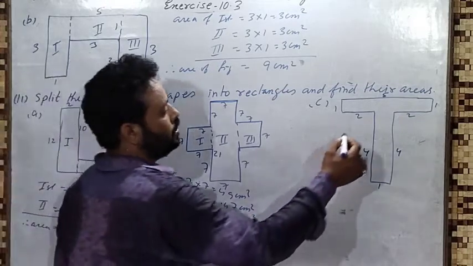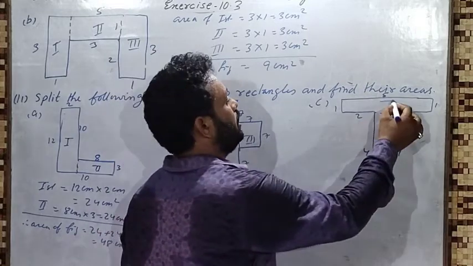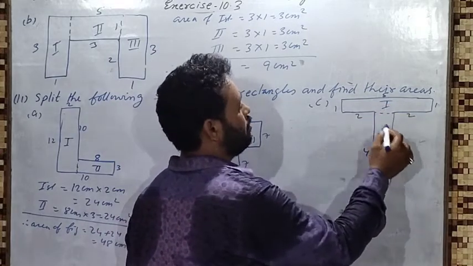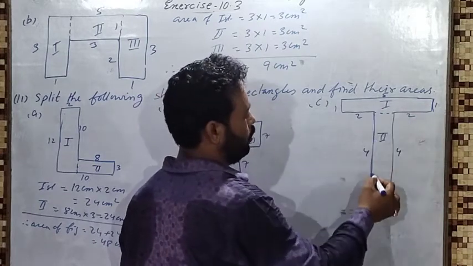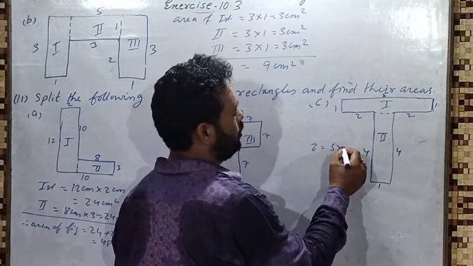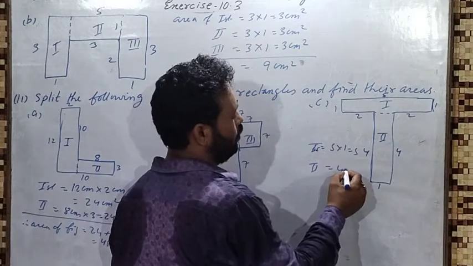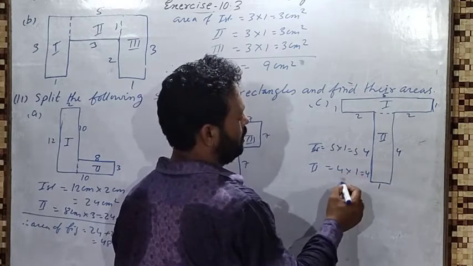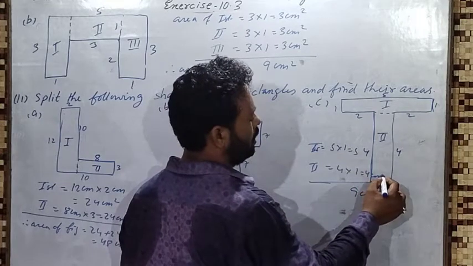Third figure also you cut it into two parts, first part and second part. First part length is 5 and breadth is 1. Second part length is 4 and breadth is 1. So simple, first part area will be 5 into 1, that is 5 centimeter square, and second part will be 4 into 1, that is 4 centimeter square. Add them, 5 plus 4, 9 centimeter square. You will get the area.